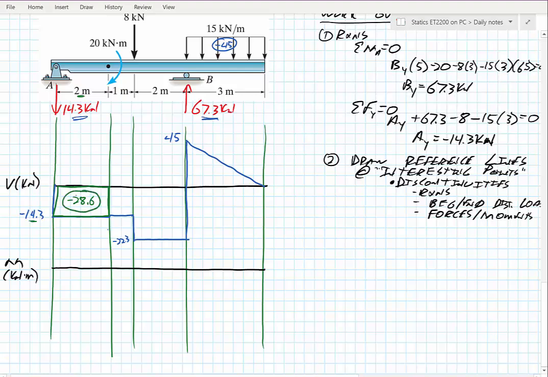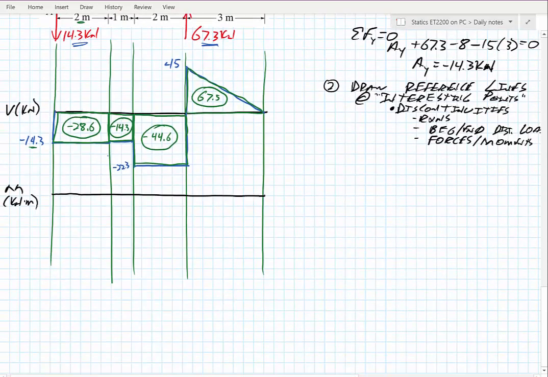I'll circle it, know it's an area. Then I have this second little rectangle in here. That would have an area of minus 14.3 times 1, which is minus 14.3. Then this third rectangle, I have an area of 2 times negative 22.3, which is negative 44.6. My last triangle shape, I have an area of a triangle, 1/2 the base times the height, 1/2 times 3 times 45, gives me a positive 67.5.